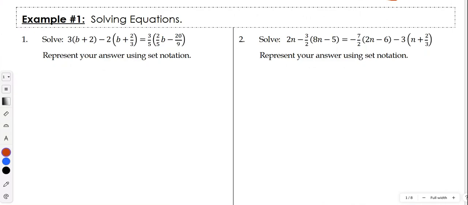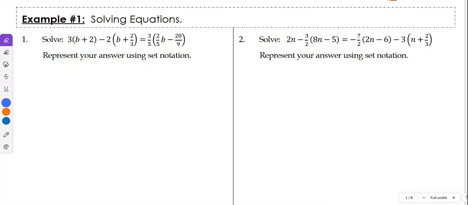If we're solving an equation such as number 1, first thing I need to do is do my distribution. Then I'm going to need to combine like terms. Then I'm going to need to move the variables to one side, the constant to the other. Exactly the same as before, right? Nothing is changing, only that the problem looks a little bit more annoying to do.